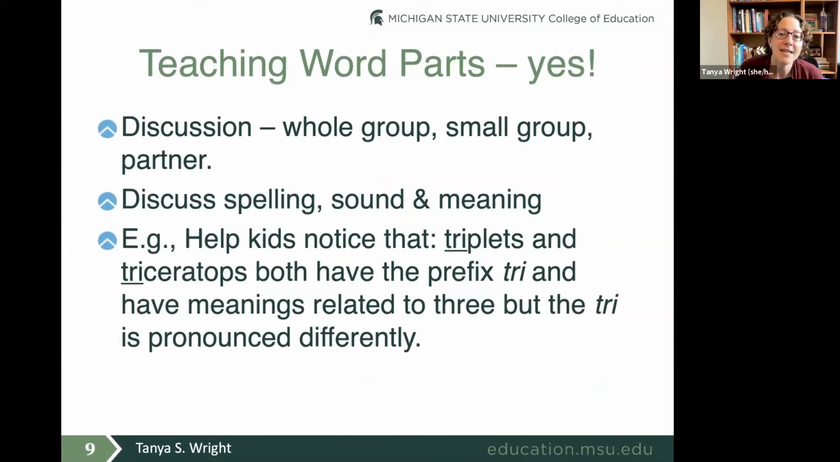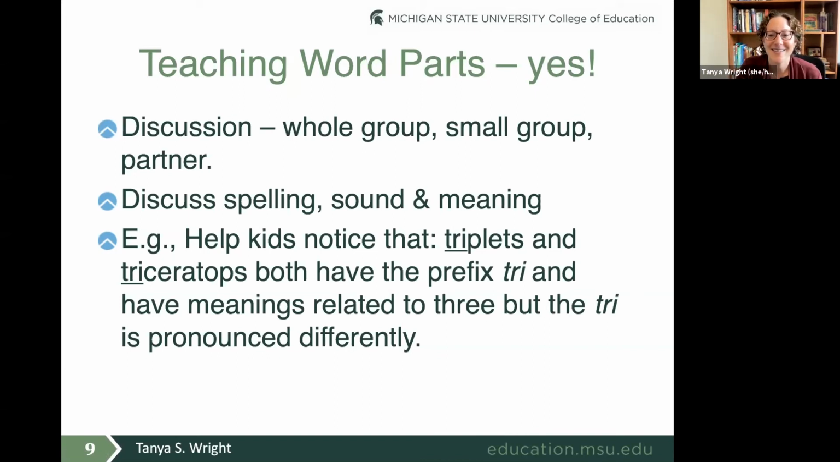Discussing the spelling, the sound, and the meaning together, right? And the reason I'm saying that is because all of those give us some info. All of that is important and works together, so it shouldn't be separated. Back to that lexical quality hypothesis.